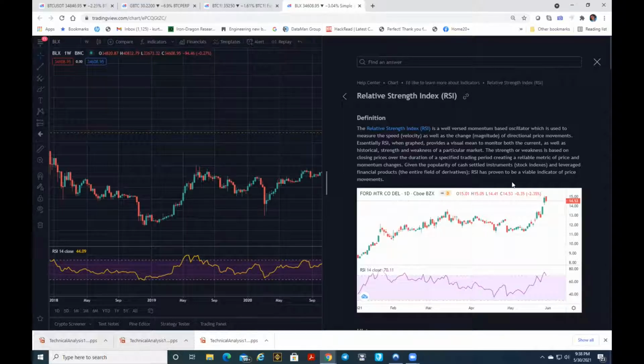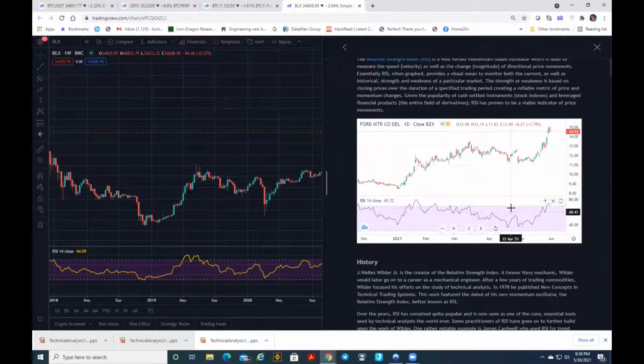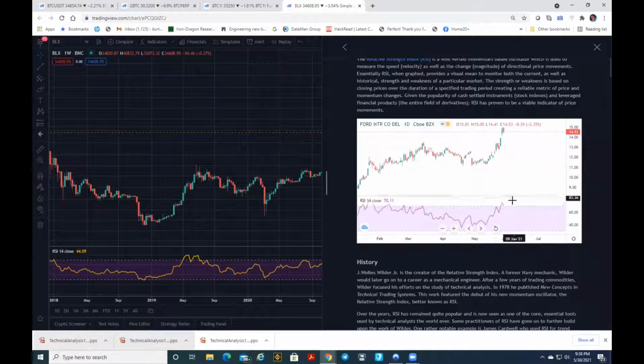The strength or weakness is based on the closing price over the duration of the specified trading period, creating a reliable metric of the price and the momentum changes. Given the popularity of cash-settled instruments, stock indices, and leveraged financial products, the entire field of derivatives, RSI has proven to be a viable indicator for price movements. And it goes on to show it on a chart.